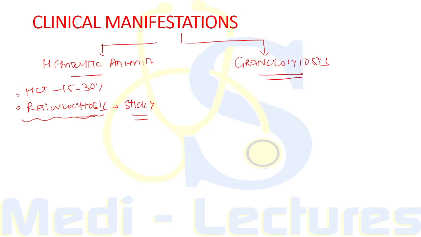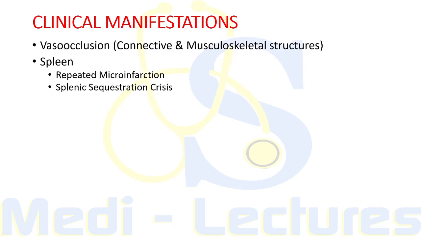So WBCs can fluctuate substantially in sickle cell disease. The count is very unpredictable during the painful crisis, infectious episodes, and other intercurrent illness. Now coming on to the clinical manifestations.